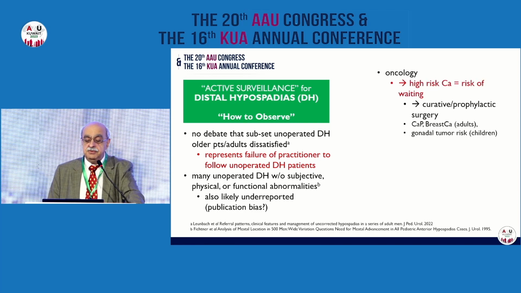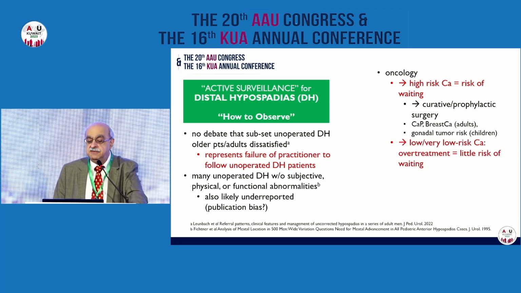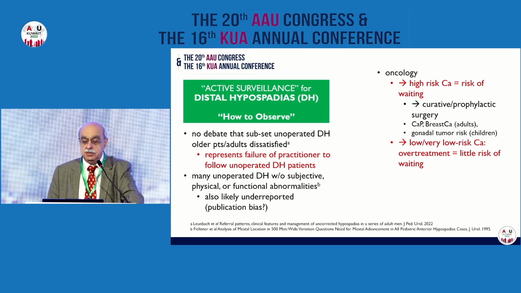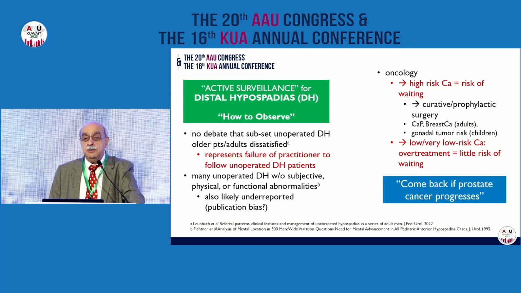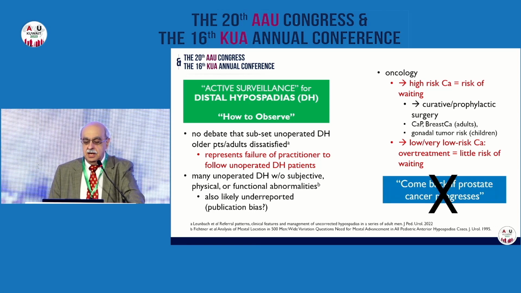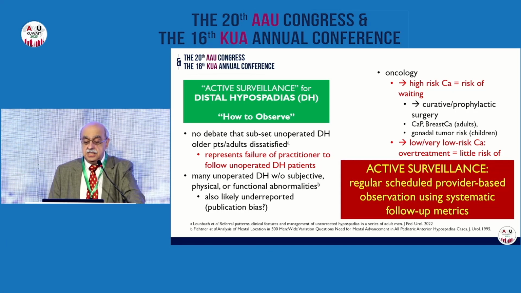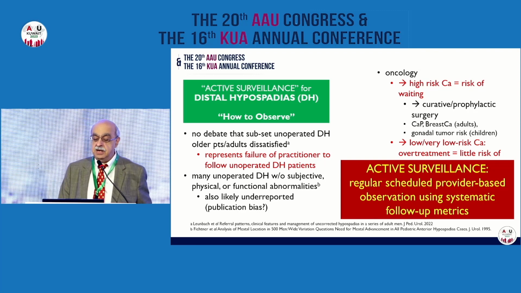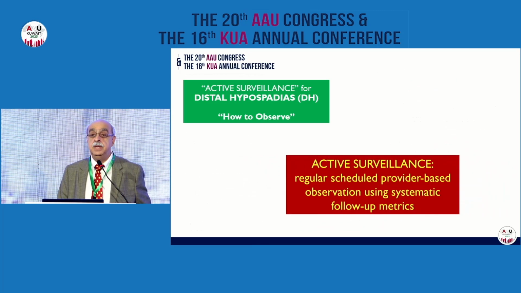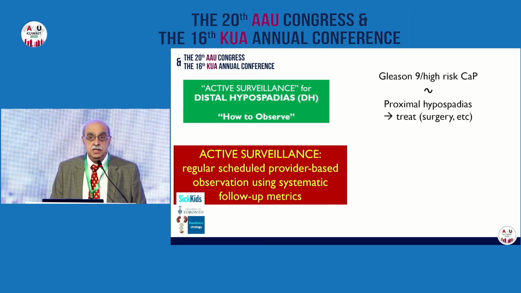If you take some examples from oncology, in high-risk cancer groups there's obviously a risk of waiting, and curative or even prophylactic surgery exists for these kinds of groups. We even do that for gonadal tumor risk in children. But in the case of low or very low risk cancer, there's a risk of overtreatment and little risk of waiting. However, you don't see anybody say this: come back if your prostate cancer progresses. This is not what we're saying, and nobody would take this position. Rather, the idea of active surveillance, regular, scheduled, provider-based observation using systematic follow-up metrics, was developed. And most of you are familiar with this from the cancer world.